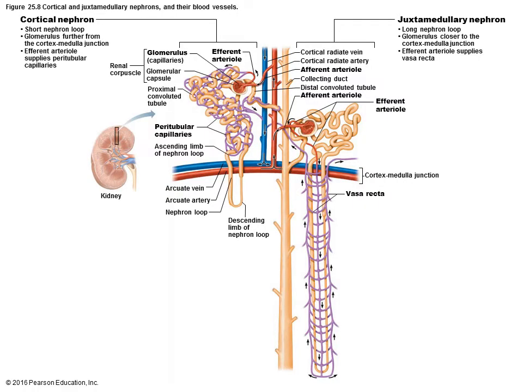So you can see here the difference in the size of them, but most of the smaller cortical nephrons, as you can see, their loop of Henle is much shorter, so most of it is located within the cortex region.